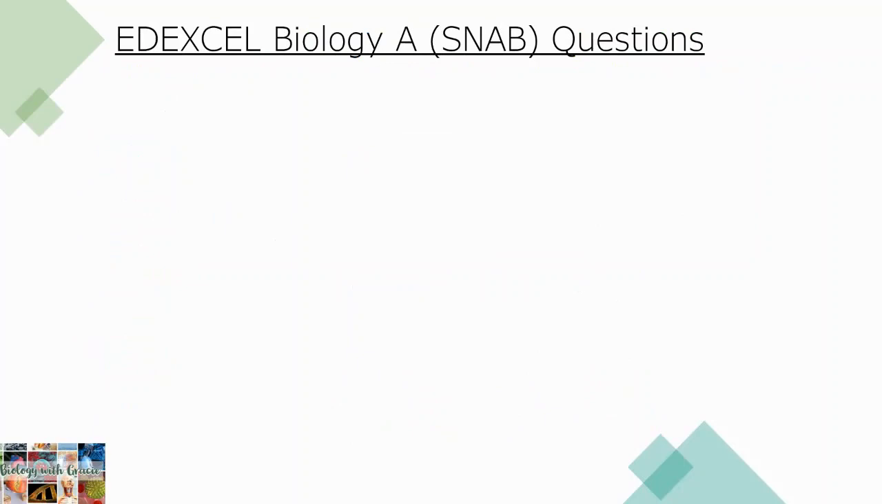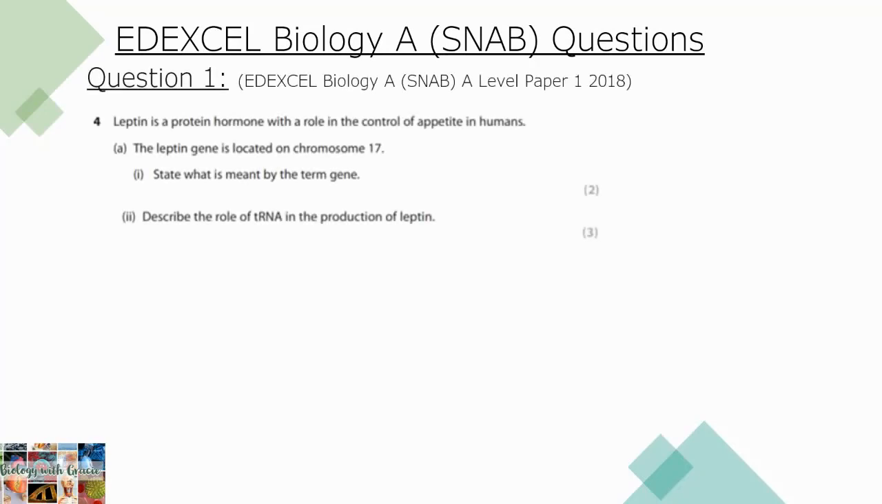So now we're going to move on to some questions based on that information. We're going to start with Biology A SNAB questions. And number 1, leptin is a protein hormone with a role in the control of appetite in humans. The leptin gene is located on chromosome 17. State what is meant by the term gene. So we've got to describe what a gene is here.